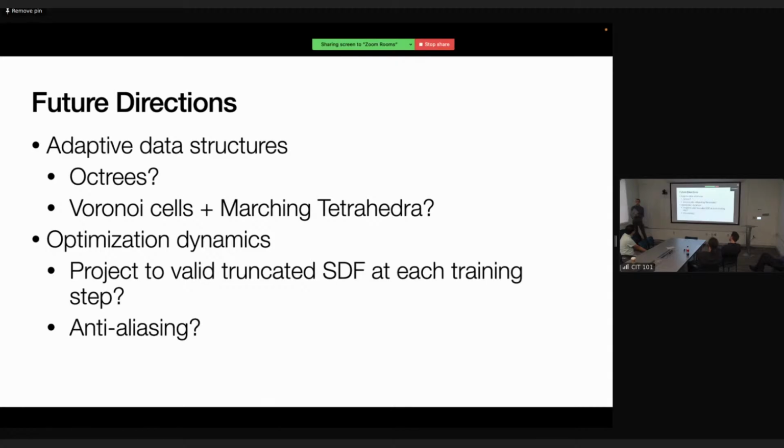And then anti-aliasing. We end up with a lot of really, really small triangles, and that comes with all kinds of issues. So if you could find a way to push a single pixel's gradients into many small triangles, then that would probably improve this a lot.